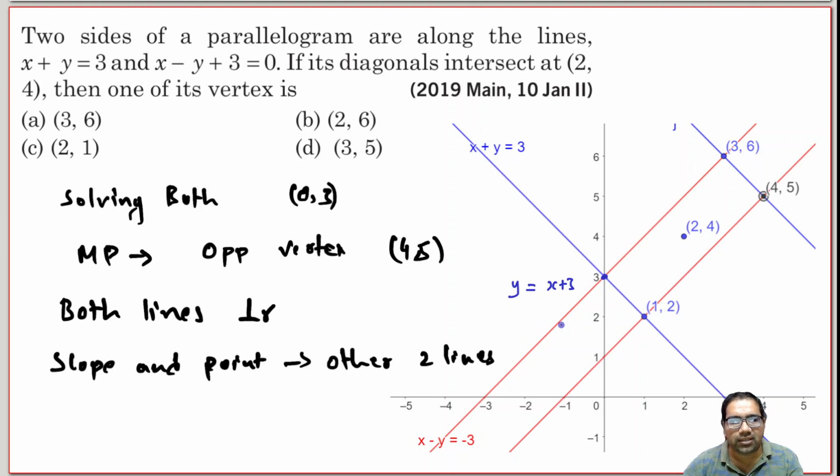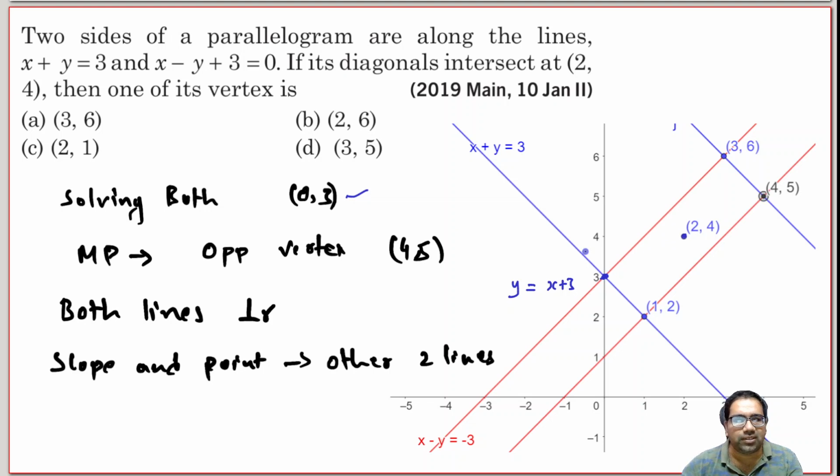So we can calculate this meeting point, and we can calculate this meeting point and the opposite vertex. If we solve x plus y equals 3 and x minus y equals minus 3, we get this meeting point, which is (0, 3). That is this one. And this midpoint of the diagonals is this one.